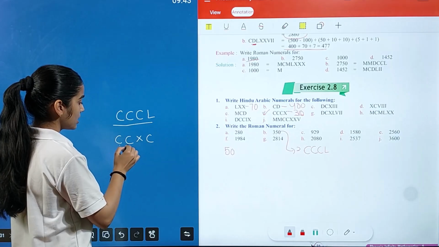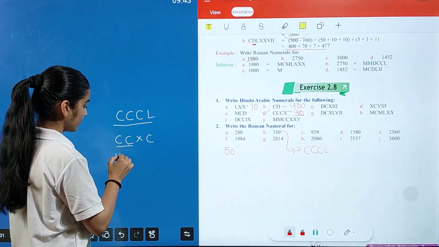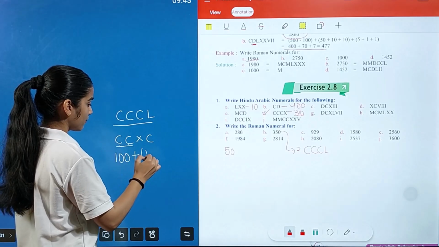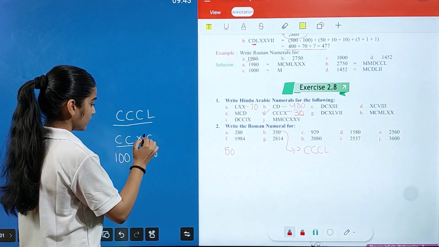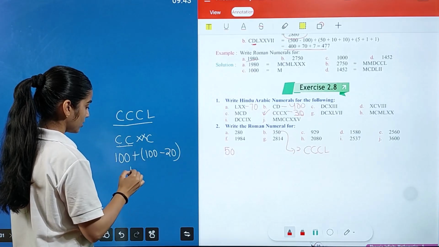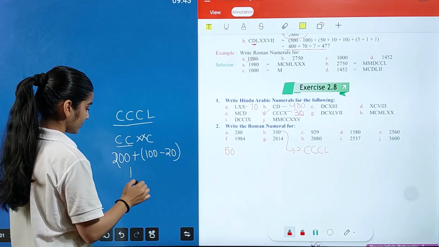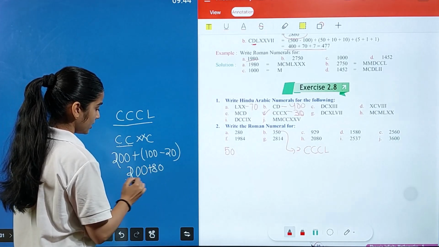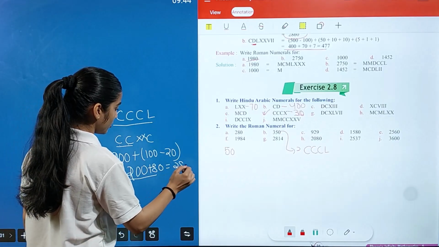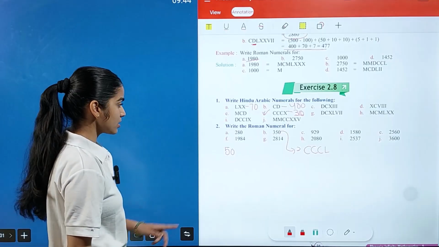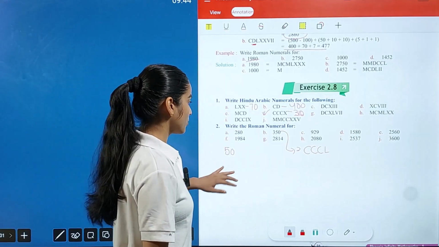For 280. So C, C, 100 you have. Then I write a bigger number. So here we have to minus 10. 200 plus 80. 280 is your answer. So in the same way you can write the Roman numbers for the rest of the numerals you have.